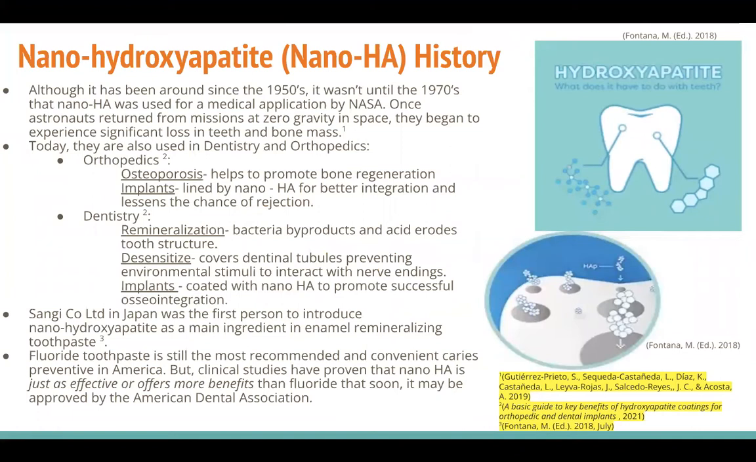Okay, so some of the history of nanohydroxyapatite is that it has actually been around since the 1950s, and it actually wasn't used medically until the 1970s by NASA astronauts when they returned from missions due to significant loss in teeth and bone mass. So a company in Japan actually introduced nanohydroxyapatite as the main ingredient in enamel remineralization toothpaste, and nowadays it is used in orthopedics and dentistry.